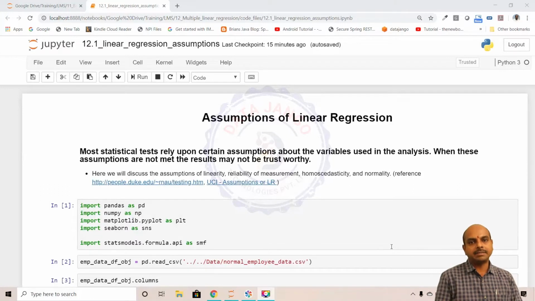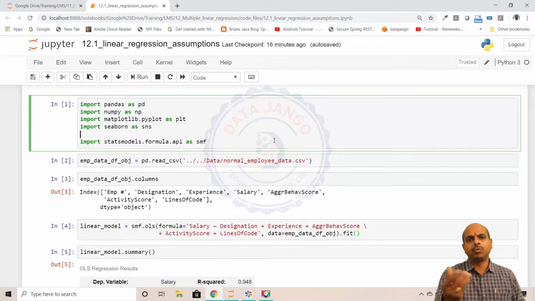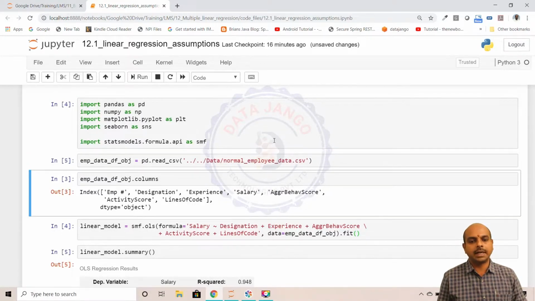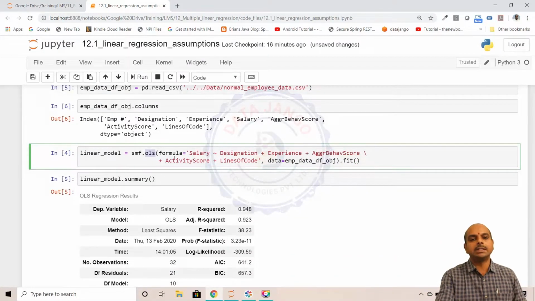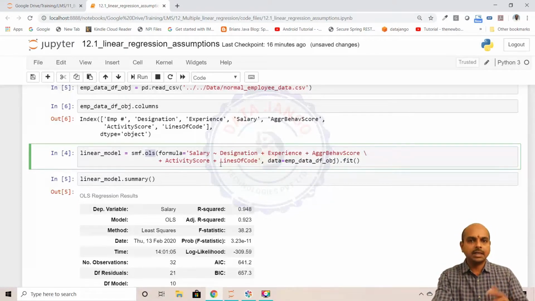If data is not satisfying those assumptions, the outcome of linear regression, the statistical outcome of linear regression, is also not reliable. Let us take a simple data set and see what exactly the assumptions are and how they are useful in our future study. So I have imported some modules here, and then we have imported the data set. We looked into the columns, and then we are doing the ordinary least squares algorithm. We are using the ordinary least squares algorithm to build a linear regression model.